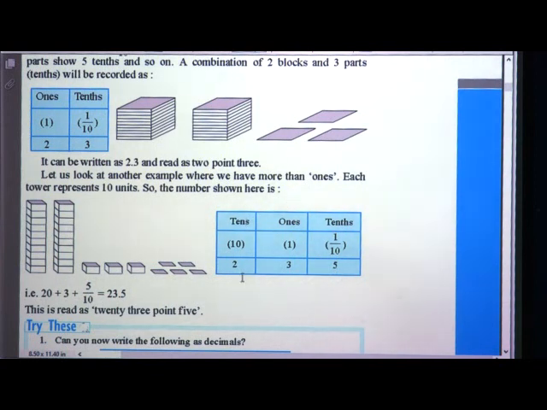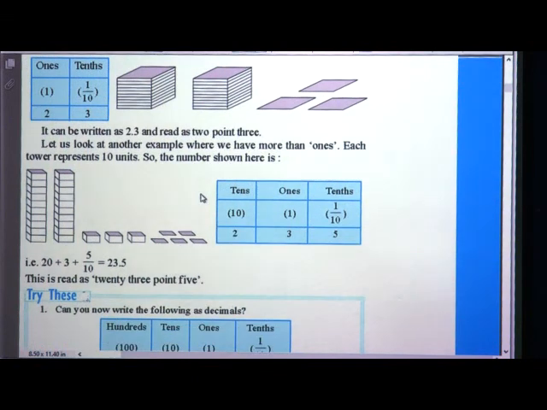So, in the tens place 2 means 20. In the ones place 3 means 3, and in the tenth place 5 means 5 by 10. Okay, you can see 20 plus 3 plus 5 by 10. So, 23.5.